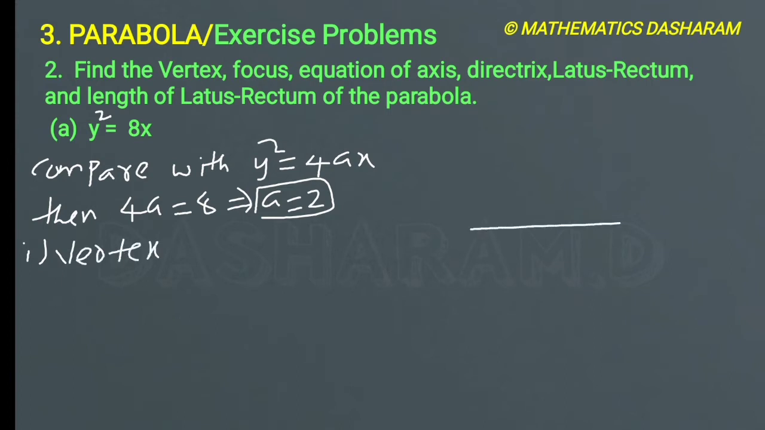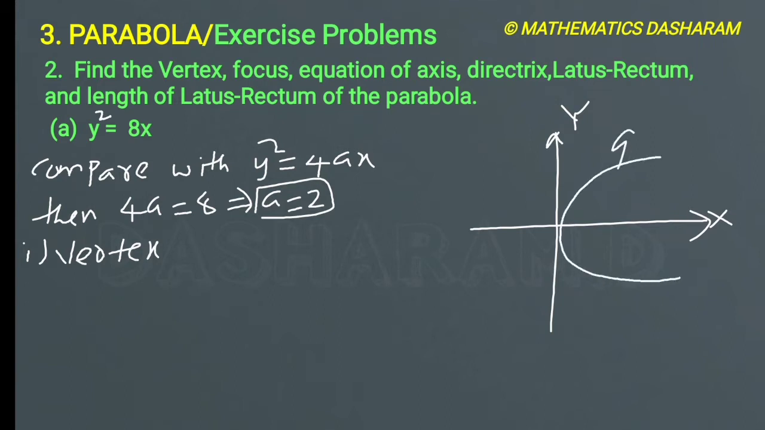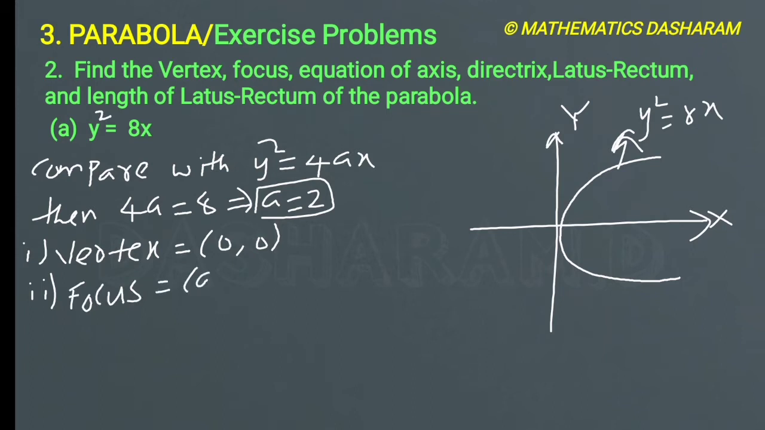So let's draw a diagram. X-axis, here y-axis. So y square equals 8x means it is a right parabola. So its name is y square equals 8x. Vertex means the origin is the vertex, so it is 0, 0. Next, the second one is focus. Focus means fixed point. So it is a, 0. So a value is 2.